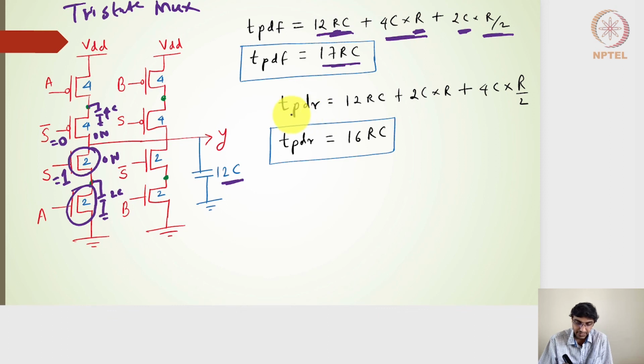And similarly, TPDR, the propagation delay for the rising one, will be 12C into R, plus 4C into R by 2. So this is this, and this is this. And then this 2C will also come into the picture, multiplied by the shared resistance of R. So I will have 16 RC. Again, 16 RC is greater than the 12 RC which we had seen for the transmission gate derived multiplexers. So this is a very small analysis on the multiplexer design.